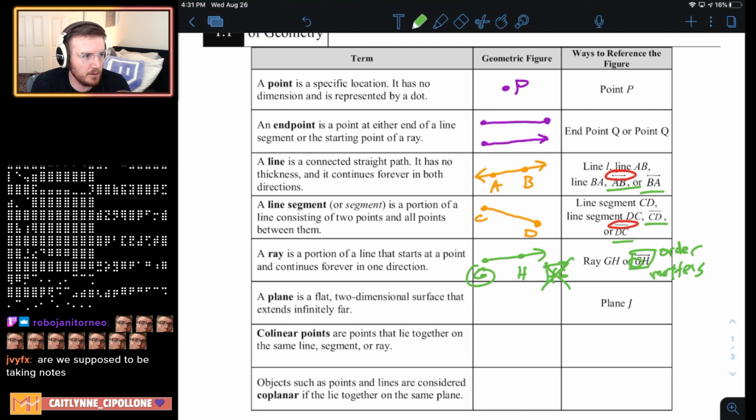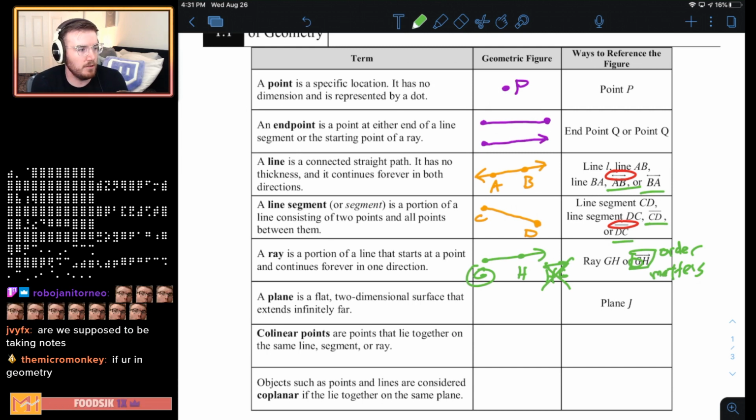Are we supposed to be taking notes? That would be ideal that you do that. Print out the notes and follow along. Open them up on your iPad, follow along. The notes are in Canvas, so you can have these exact notes if you'd like. My friend is calling me, but I won't answer right now.